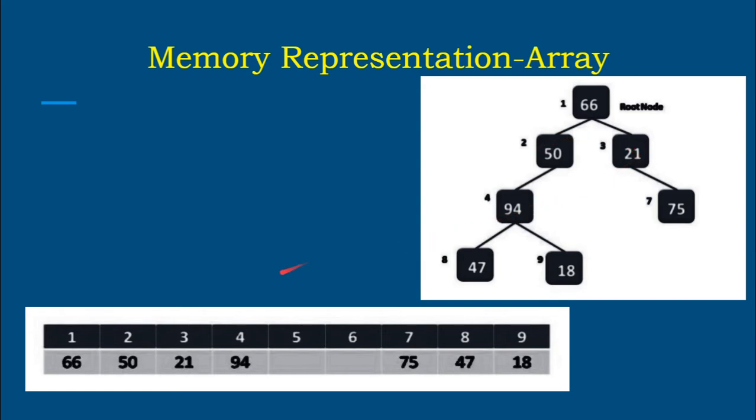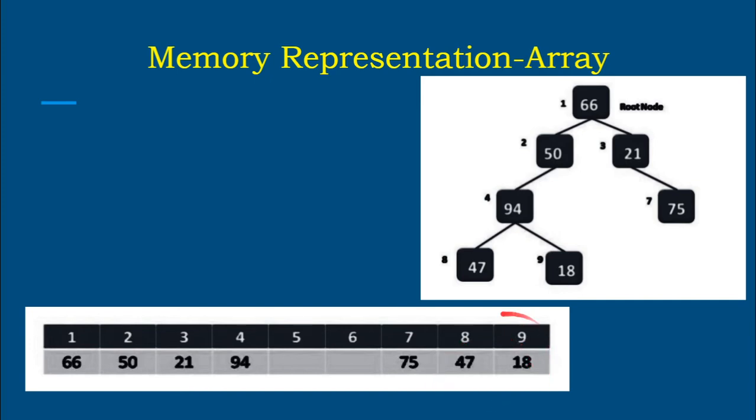Now how is it stored in memory? Initially the root node is stored in the first location, and then next the left child and then the right child. So for 66, the left is 50 and 21 is the right child, so it is stored in the third location. After that, the next node starts, which is 94, and then for 94 the children are 47 and 18. They are stored in locations 8 and 9.